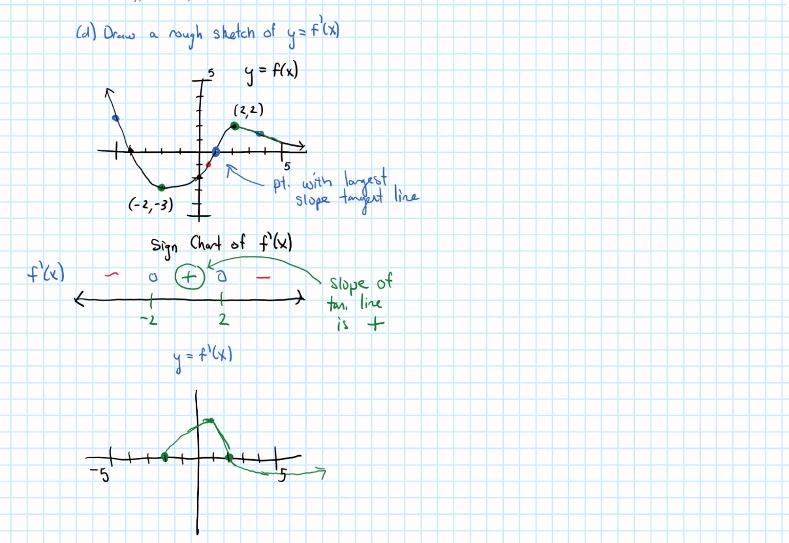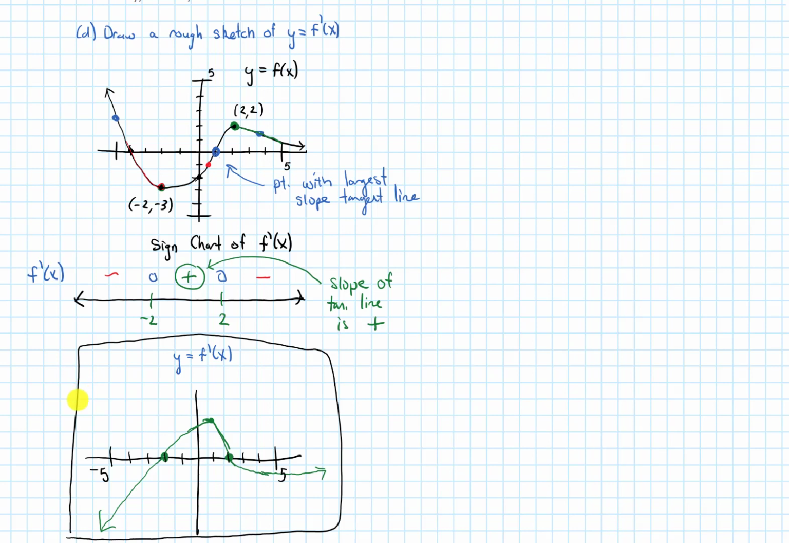Okay, on the flip side, when I look at x equals negative 2 and go to the left of that, the slopes of those tangent lines get more and more negative. So on my derivative graph, to the left of negative 2, these outputs need to get smaller and smaller. So it's going to be something like this. All right, and that is the graph of my derivative.